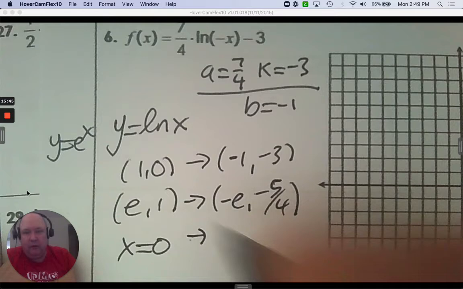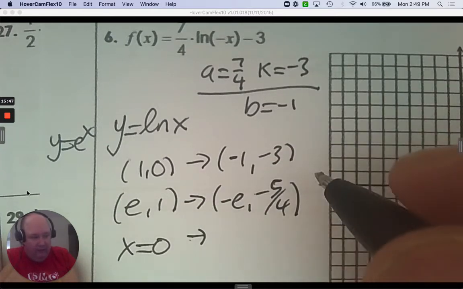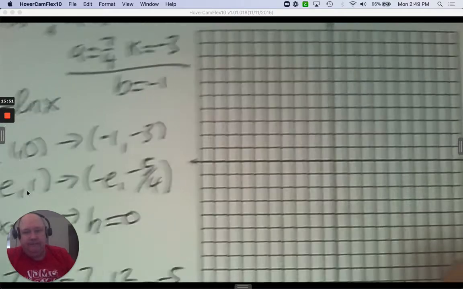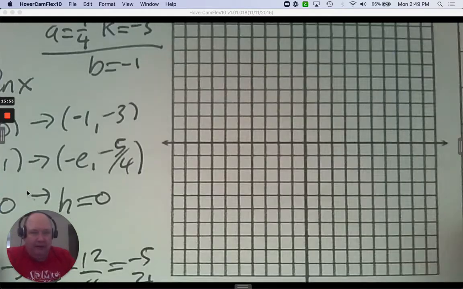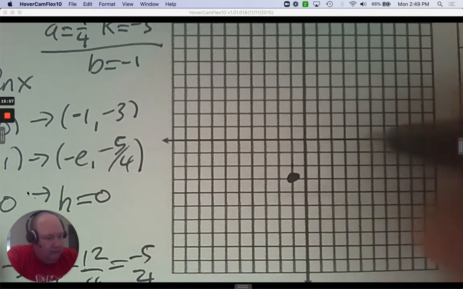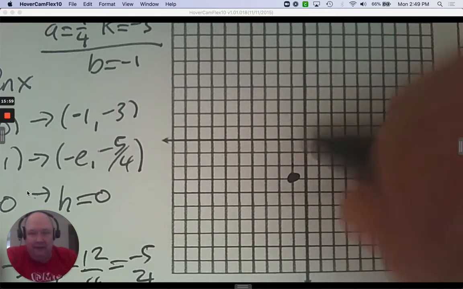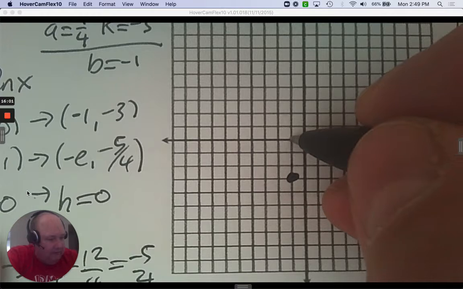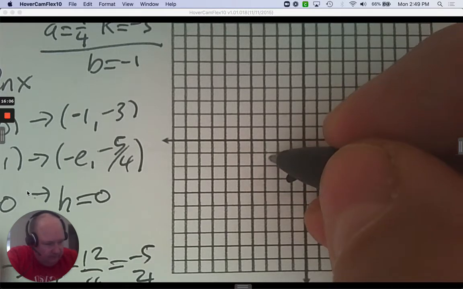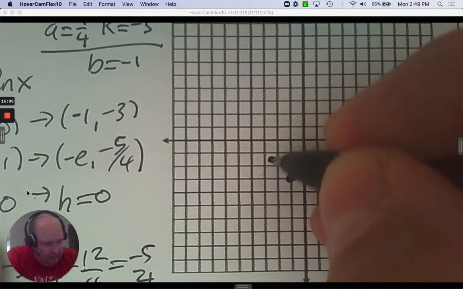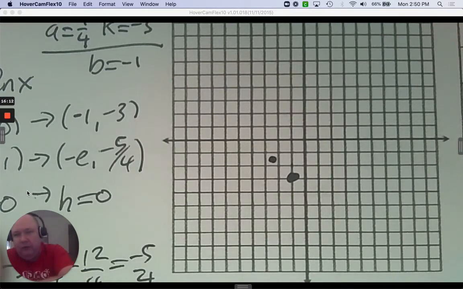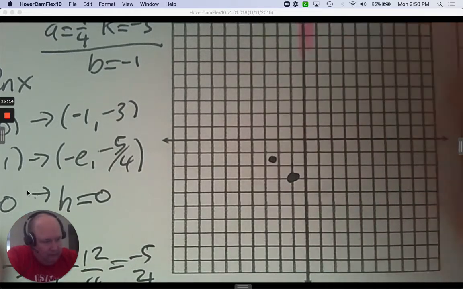And the asymptote for a logarithm is always x equals h. In this case, h is 0, so it stays at 0. All right, we're going to put those points on our graph. So (-1, -3), (-e, ...) that's -2.7, and -1.25. Kind of in there. The asymptote is at 0.